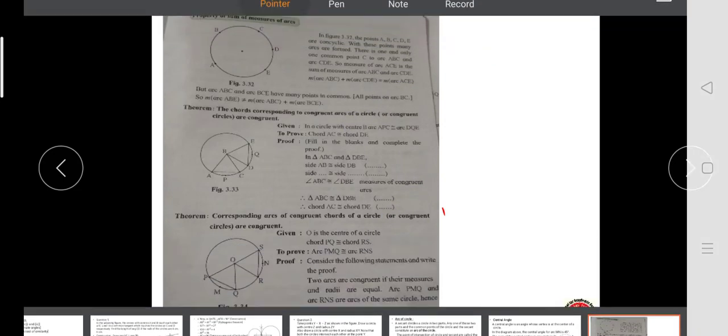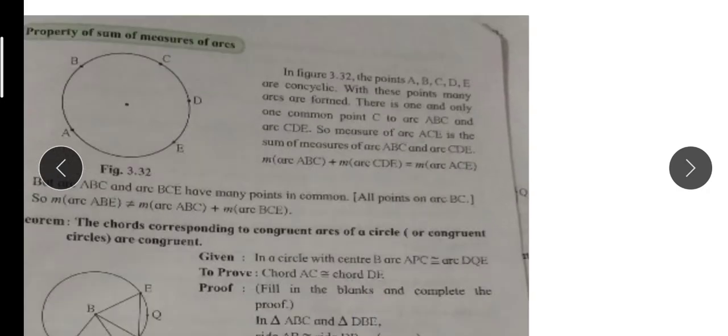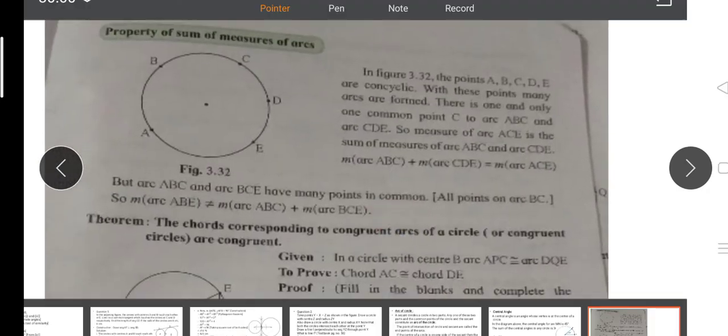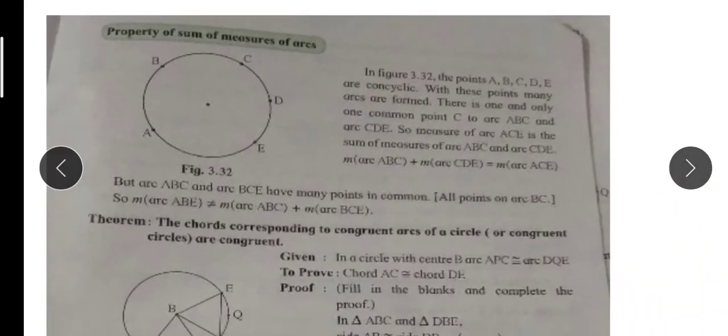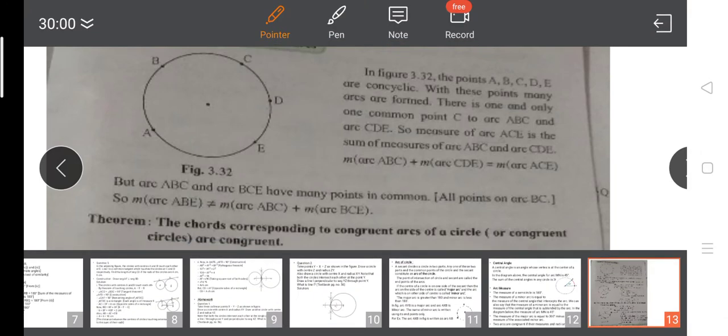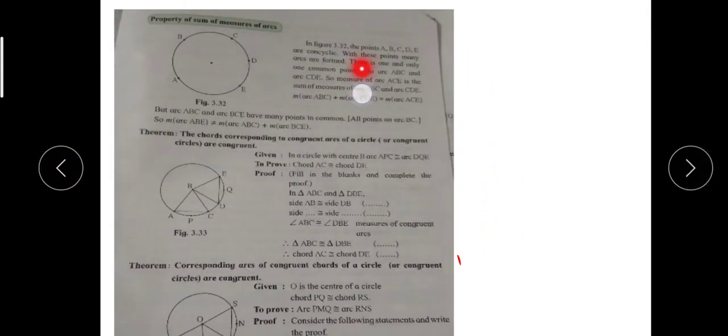Now the property of the sum of measures of arcs. Just this property I will explain today, and the remaining part we will see tomorrow. See here, the property of the sum of measures of arcs. In the figure, A, B, C, D, E are concyclic, meaning all these points are on a circle. With these points, many arcs are formed. See here, BC is one arc, CD is one arc, DE, and DA as well as AB.